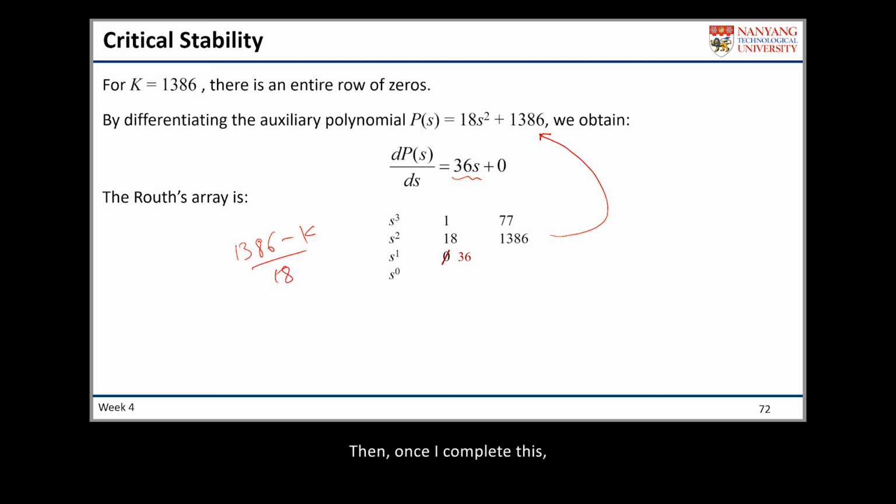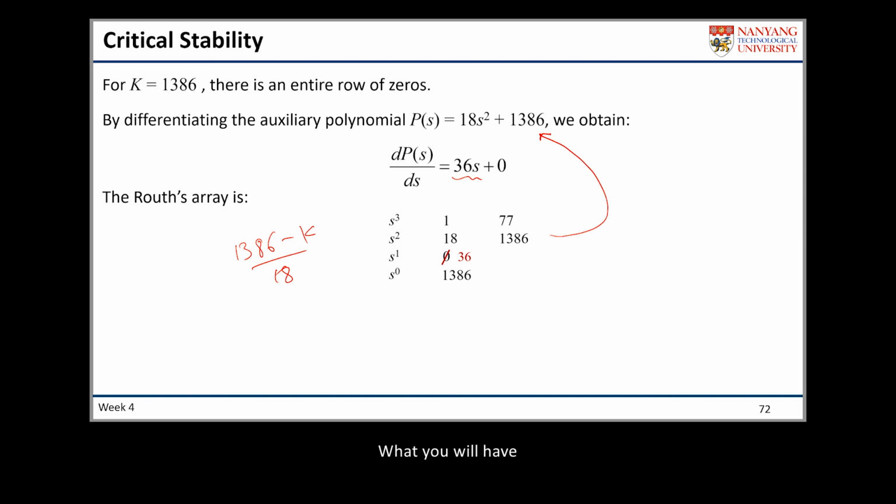Then once I complete this, I can compute the last row. You know how to do this. After you compute it, you will get this number on the last row. What do we see now? If you look at the first column, all of them have the same sign: positive 1, positive 18, positive 36, and positive 1386. But this is a special case, right? So you won't have a stable system.